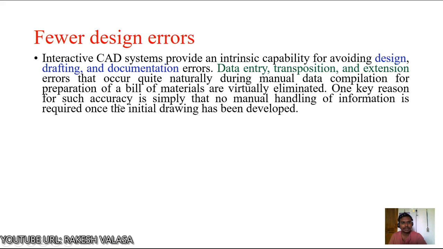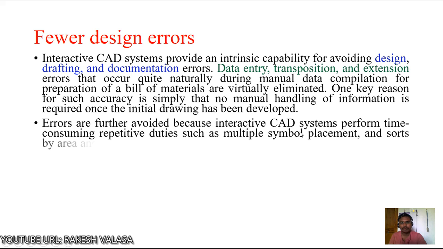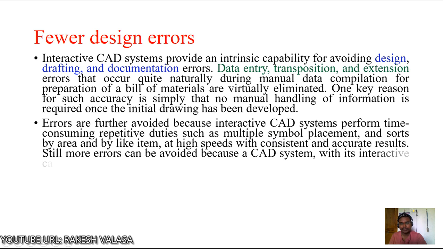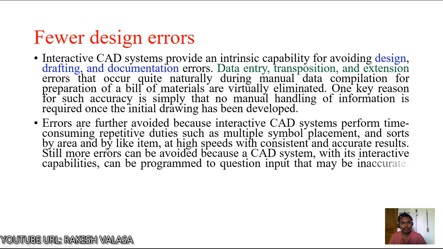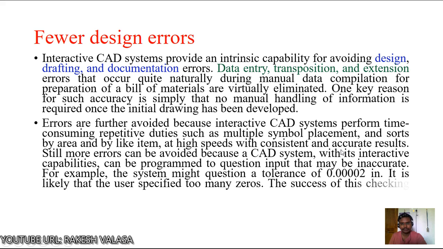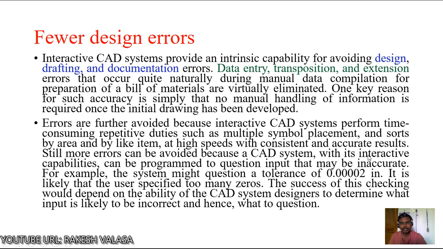One key reason for such accuracy is simply that no manual handling of information is required once the initial drawing has been developed. Errors are further avoided because interactive CAD systems perform time-consuming repetitive duties such as multiple symbol placement and sorts by area and by like item at high speeds with consistent and accurate results. Still, more errors can be avoided because a CAD system with its interactive capabilities can be programmed to question input that may be inaccurate.